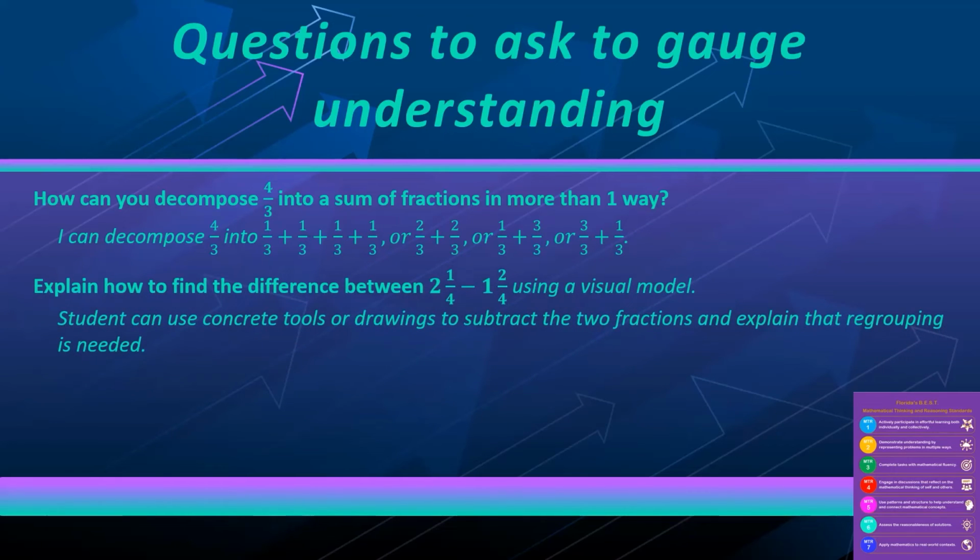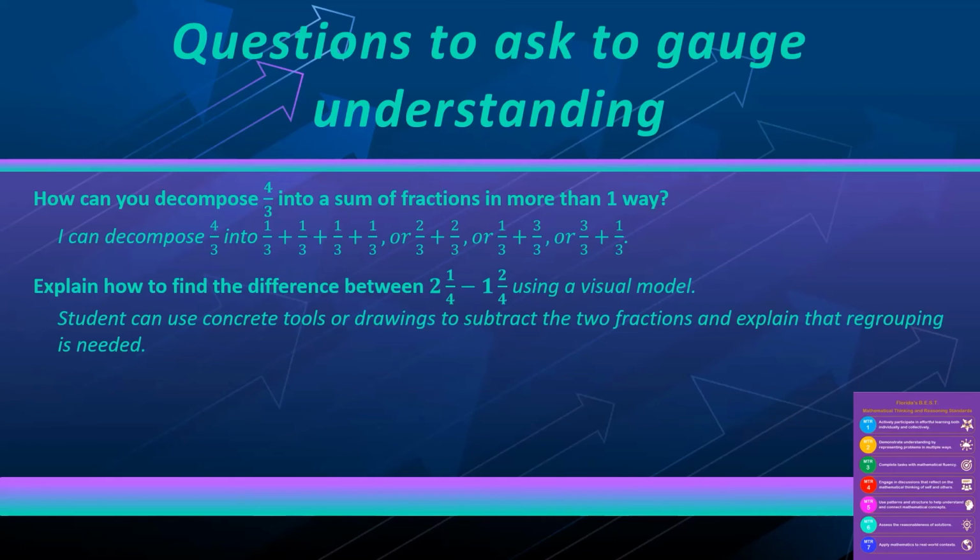Explain how to find the difference between 2 and 1/4 minus 1 and 2/4 using visual models. Students can use concrete tools or drawings to subtract the two fractions and explain that regrouping is needed. So if you look at the first fraction, it's 2 and 1/4, and I subtract 1 and 2/4.